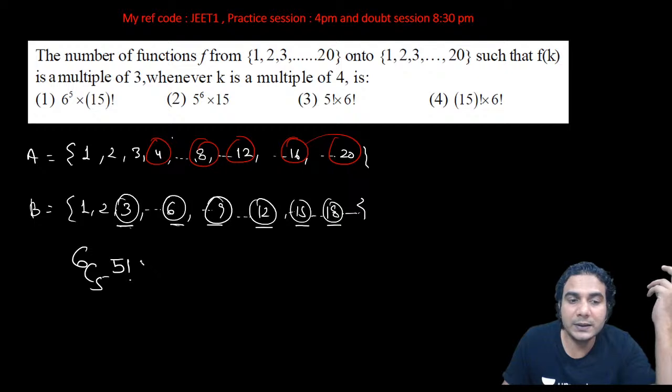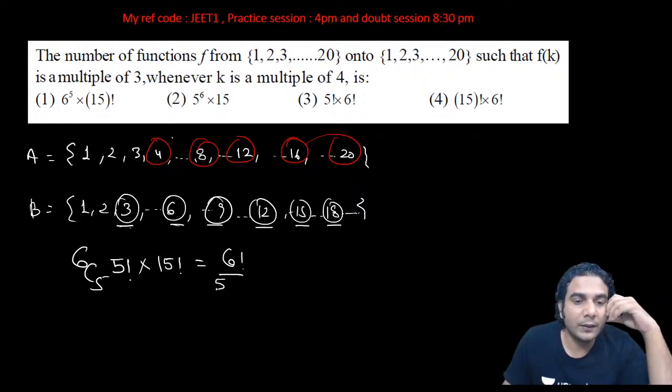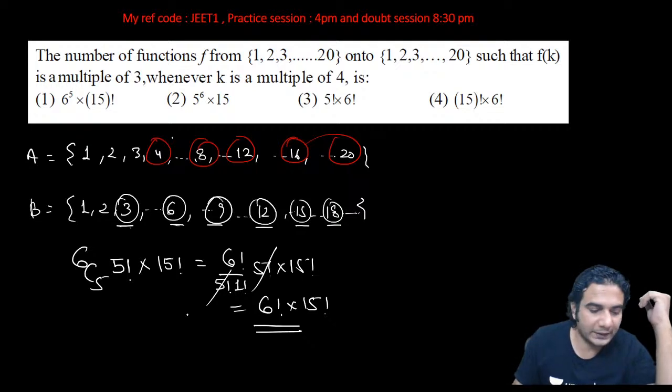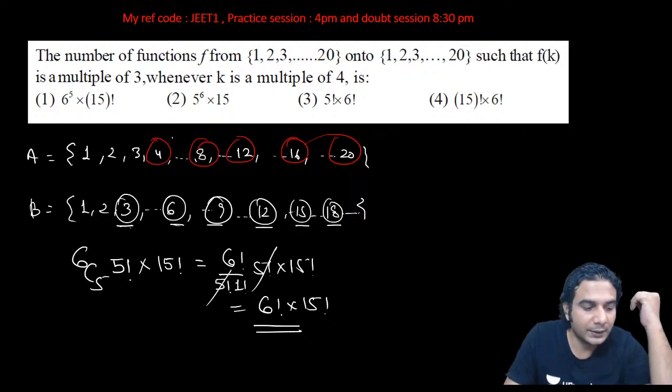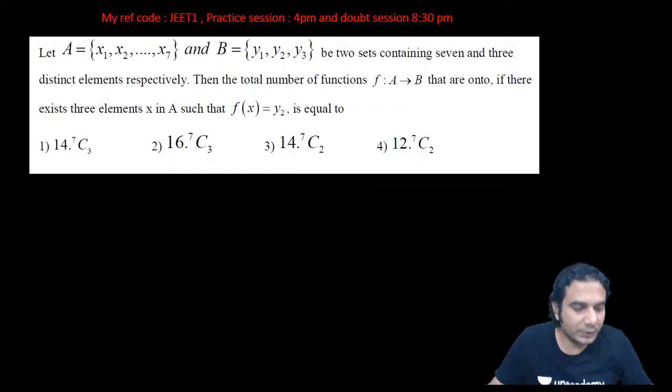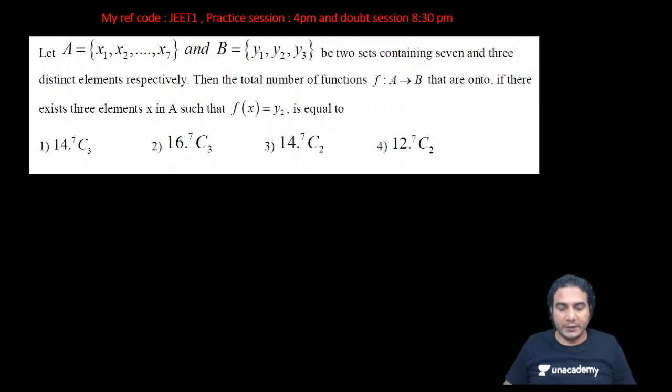After that, 15 persons are remaining, so those 15 persons can be seated in the remaining 15 seats in 15 factorial ways. So now there is 6 factorial upon 5 factorial, 1 factorial, times 5 factorial, times 15 factorial. This will get cancelled, and the answer is 6 factorial times 15 factorial. So the fourth option is the correct option. All right, now let's do one more problem, again based on permutation and combination. Try this one also, then we will discuss.